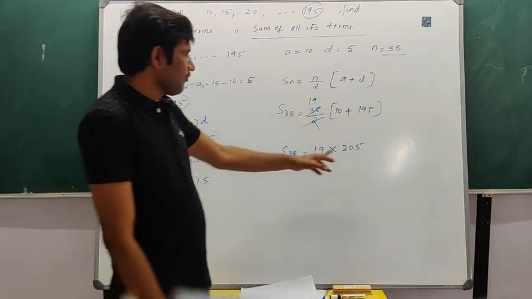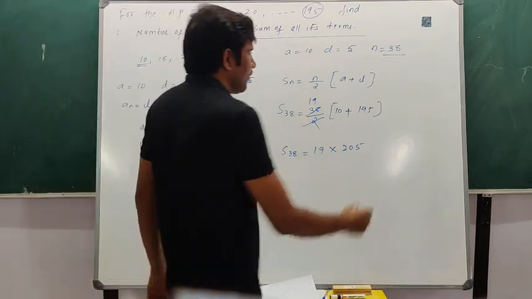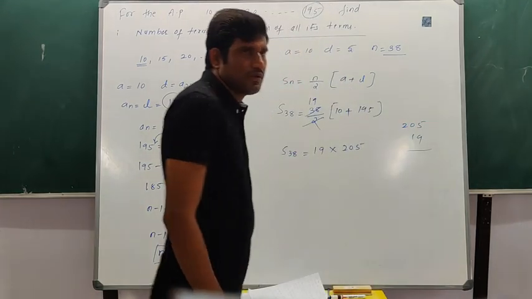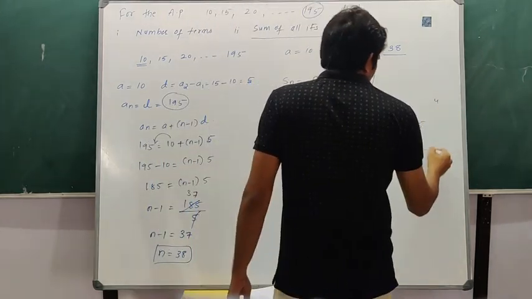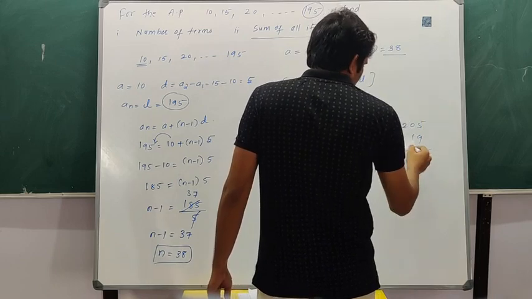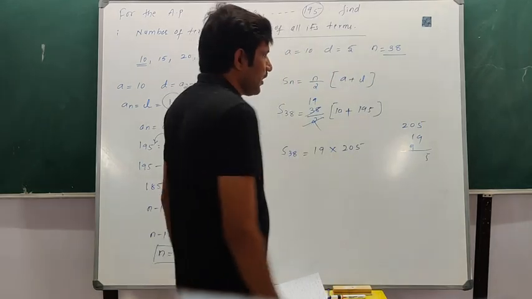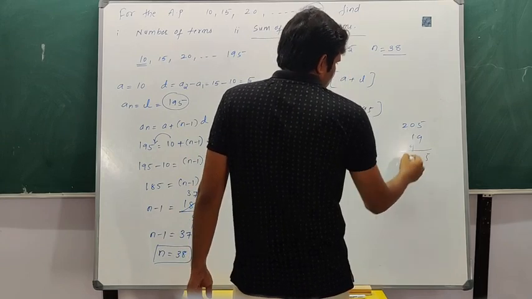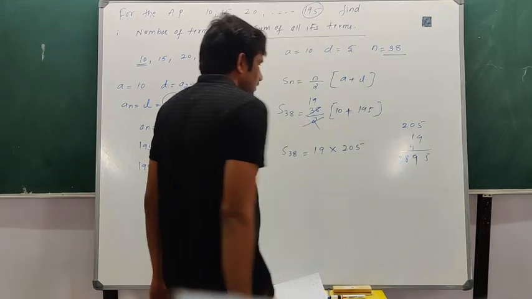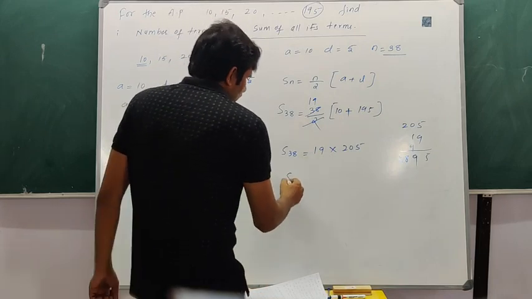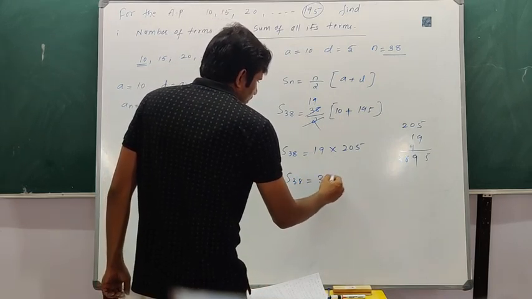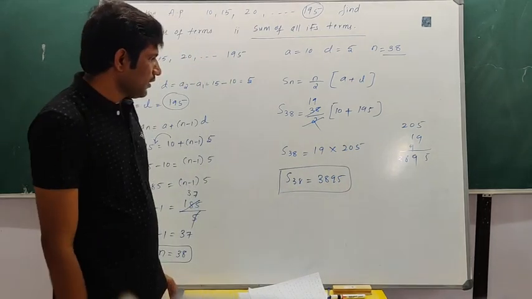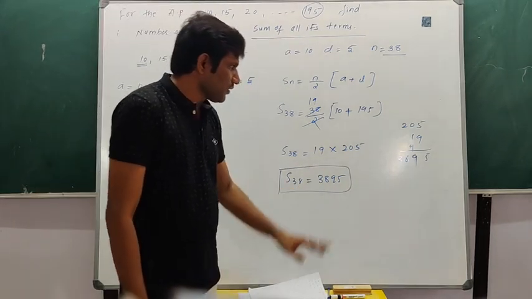205. So now 19 into 205, we can multiply. 19 times 5 is 95. 90 into 0 is 0, 0 plus 9 is 9. 19 times 2 is 38. That is 3895. So the sum of the first 38 terms of the given sequence is 3895.